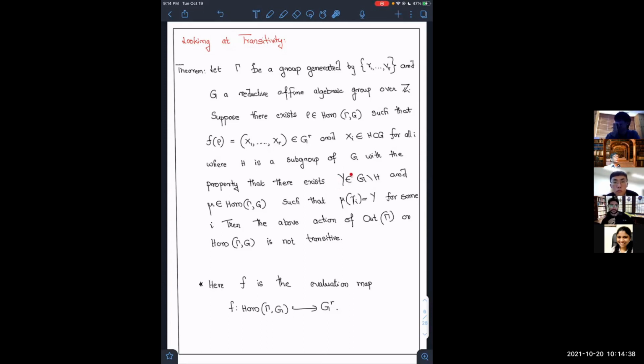and also there is another element y in the complement of H^r, such that it is the image of some homomorphism in the Hom set, then the action of Out(gamma) on the Hom set is not transitive. So what this theorem is trying to say is, if G is this group, and I can find a subgroup H, and there is a homomorphism rho that maps completely into H, and there is another, say mu, which maps to the complement of that, then the action cannot be transitive.